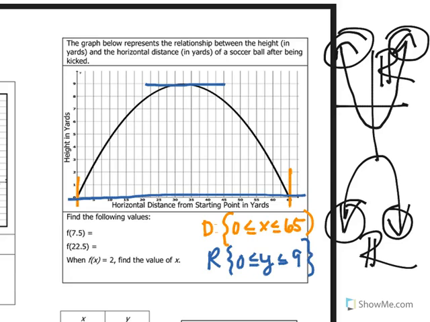So that's the first thing I wanted to point out, is that in real life situations, no longer do we have the all real numbers and all the y's are greater than or equal to 0 kind of thing, or greater than or equal to 2. You have to look specifically at the numbers and get the domain and range. Now, let's look at the questions it's asking us.